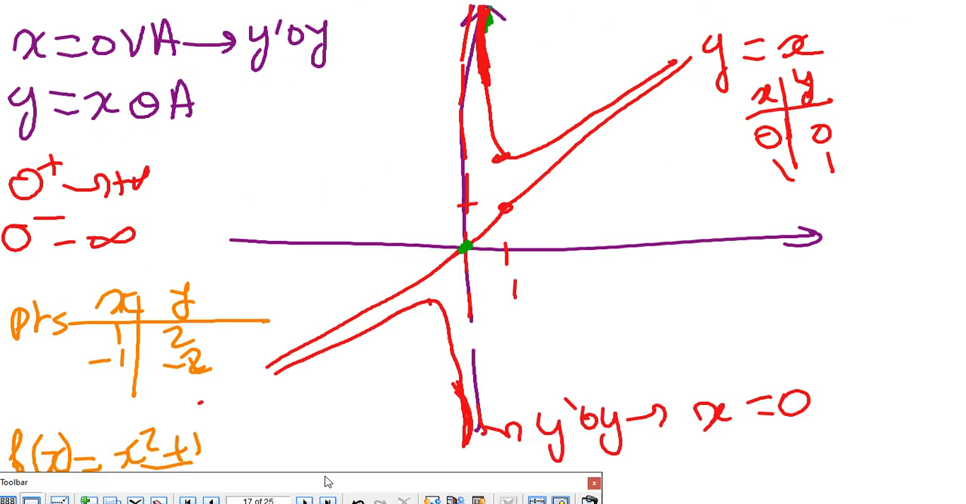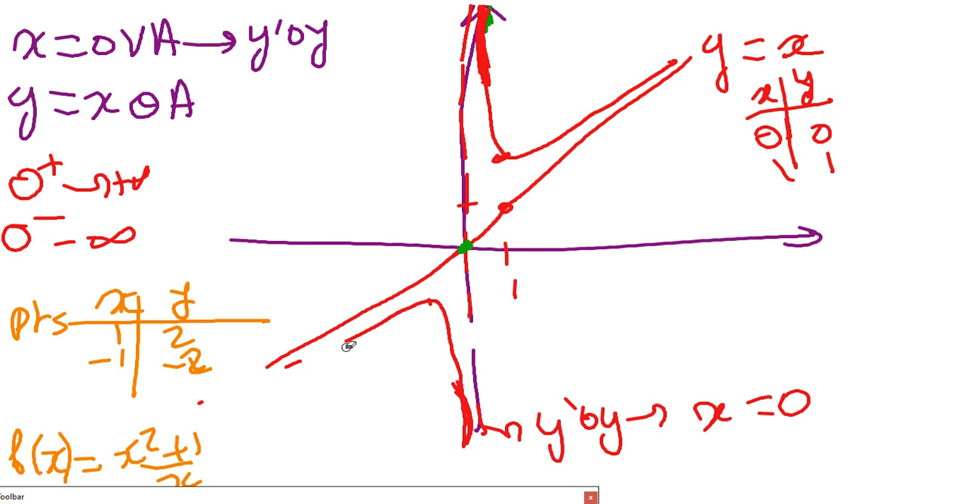Now for the graphing, I will graph first the oblique and the vertical asymptote. The vertical is x equal to 0. It means it's the y prime or y axis. To graph the oblique, you take points: x is 0, y is 0; x is 1 gives me 1. And then, guys, we said at 0 plus, it's plus infinity, so it's going to end at plus infinity. Here, it's going to end at minus infinity.